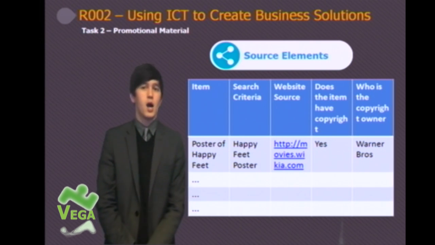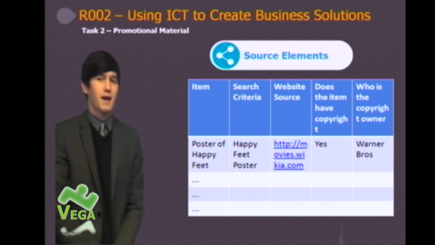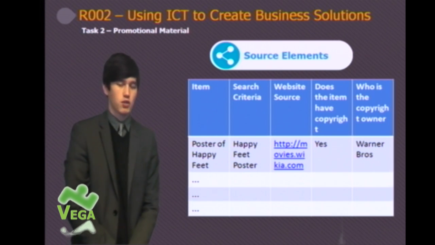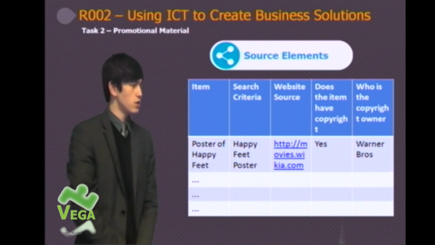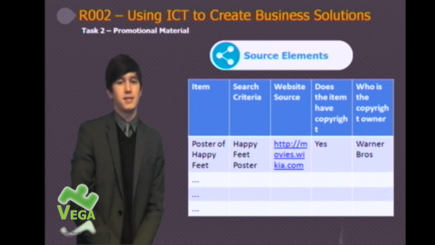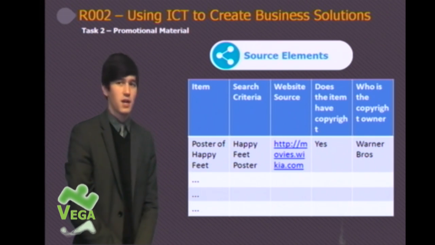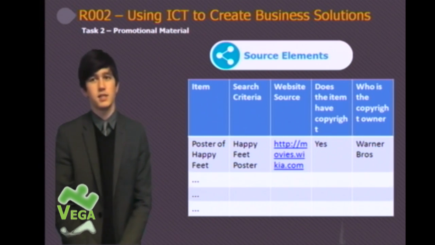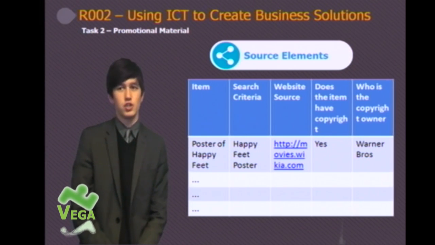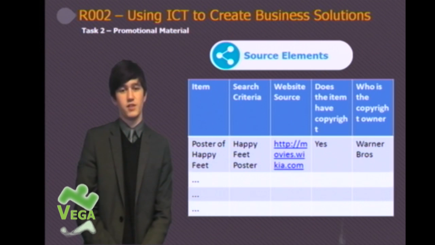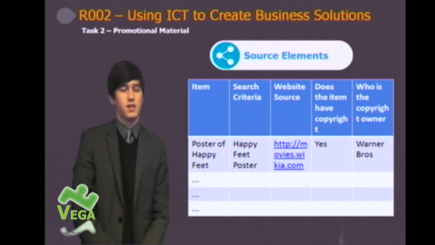For example, I've searched for a poster of Happy Feet. So the search criteria I put into a search engine, I've searched for Happy Feet poster. The website I got it from is a link there. Does this item have copyright? Yes, it does. Who's the owner? Warner Brothers. That's because Warner Brothers created the Happy Feet film.